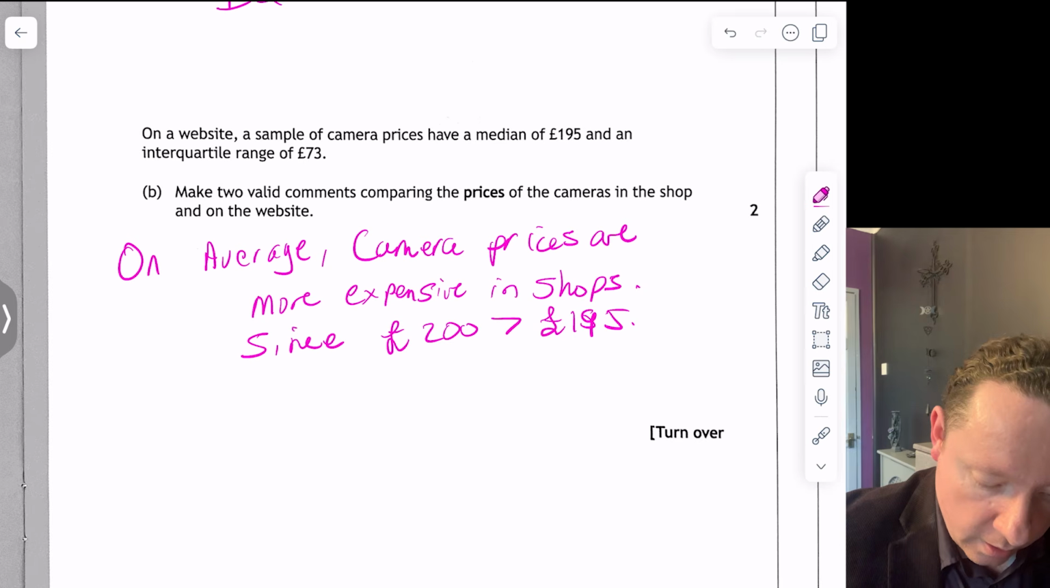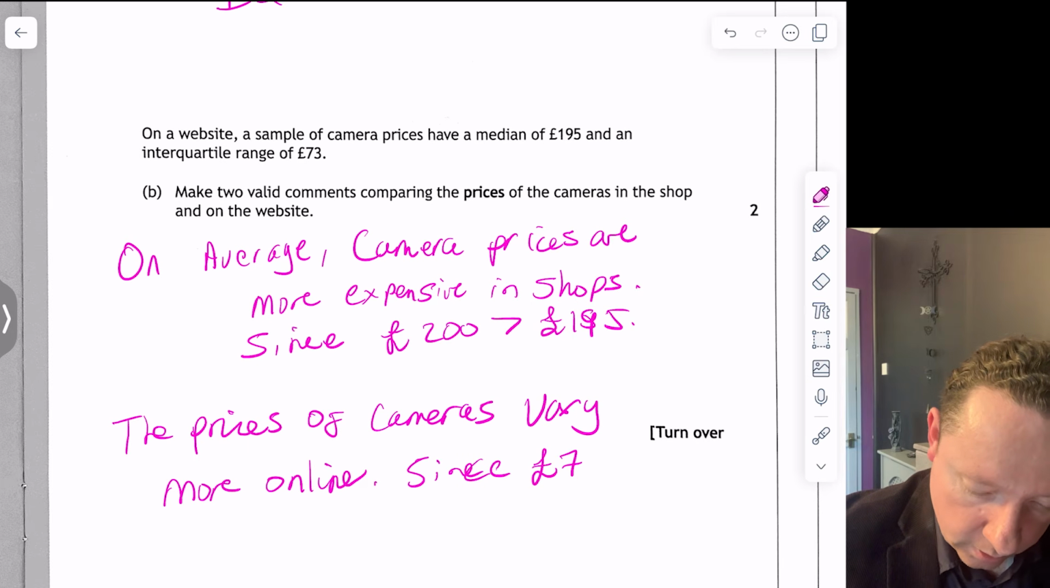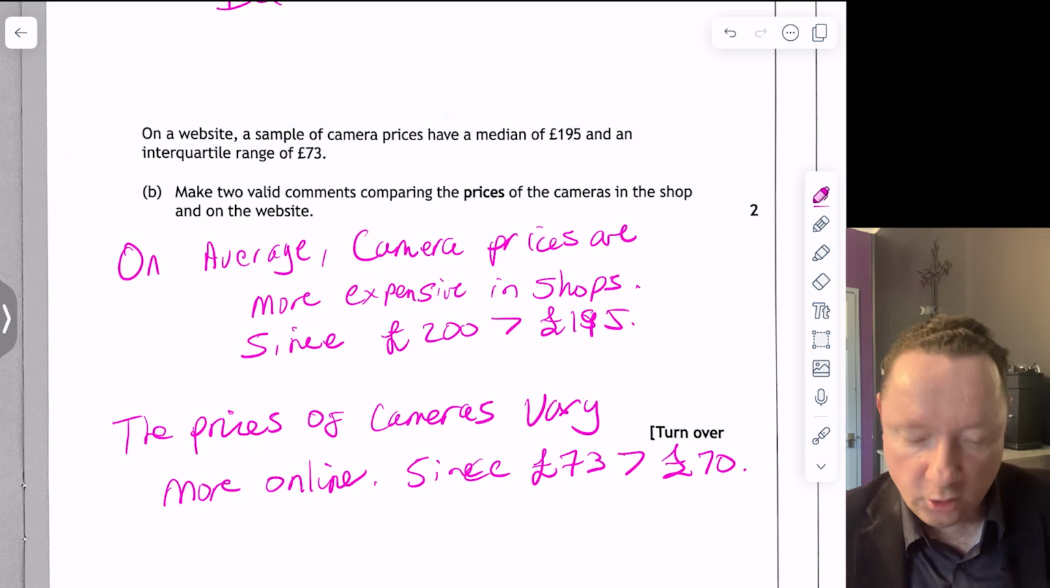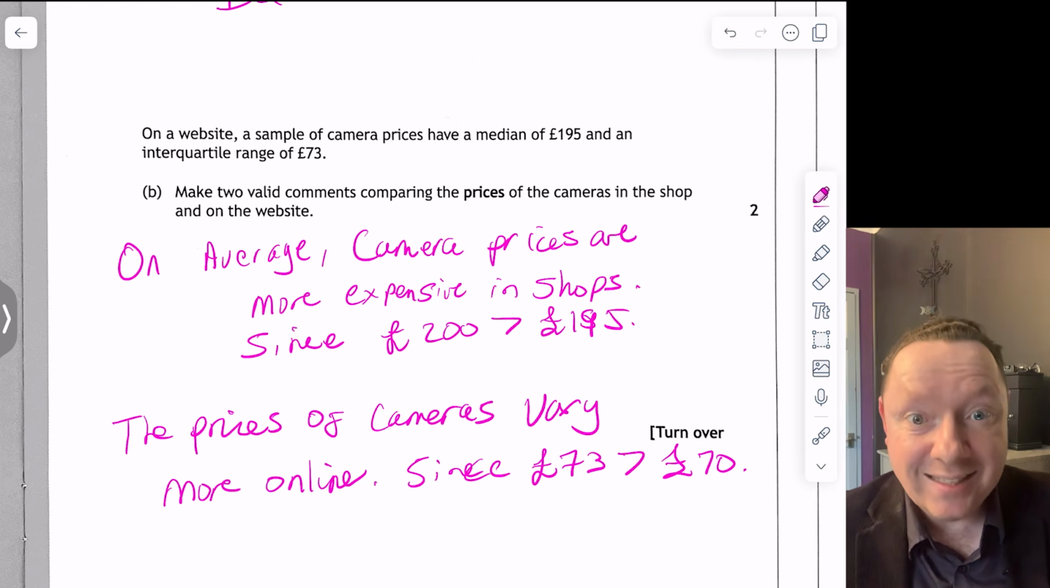So the prices of cameras vary more online, since £73 is bigger than £70. Now, if you don't like to use vary, you can use consistency, and you would say the price of cameras is more consistent in shops, since £70 is less than £73.